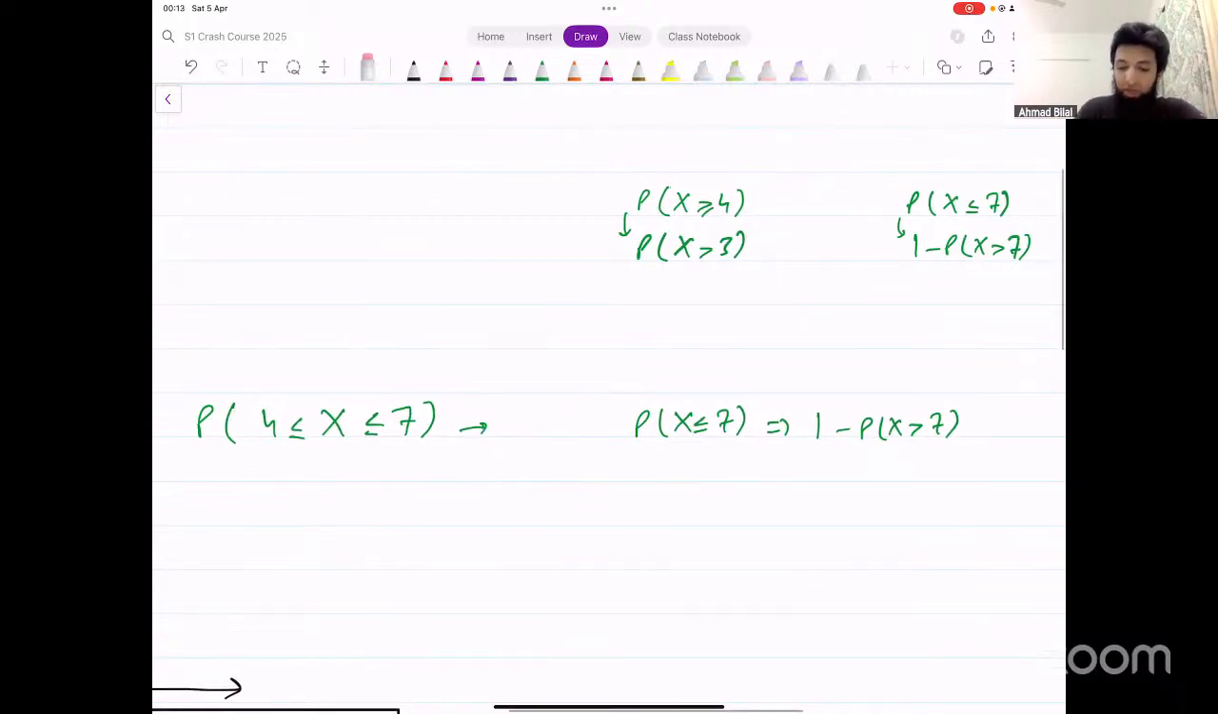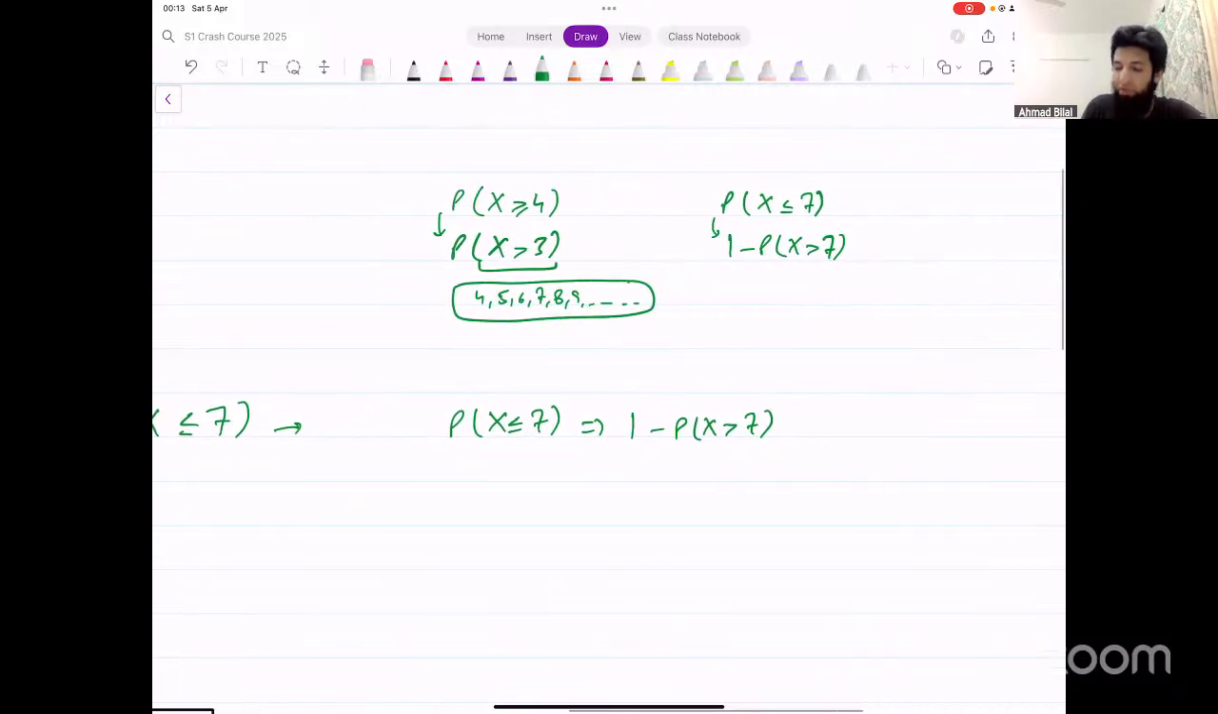When you do greater than 3, that basically includes all of these numbers: 4, 5, 6, 7, 8, 9, all the way up to infinity. You're finding the probability for all of these numbers. And when you do less than or equal to 7, you're finding the probability for 1, 2, 3, 4, 5, 6, 7.